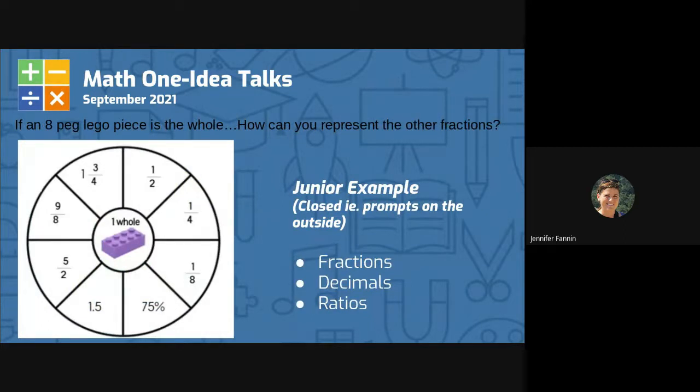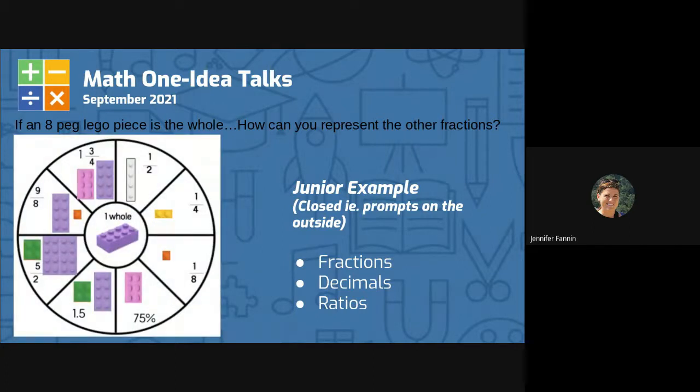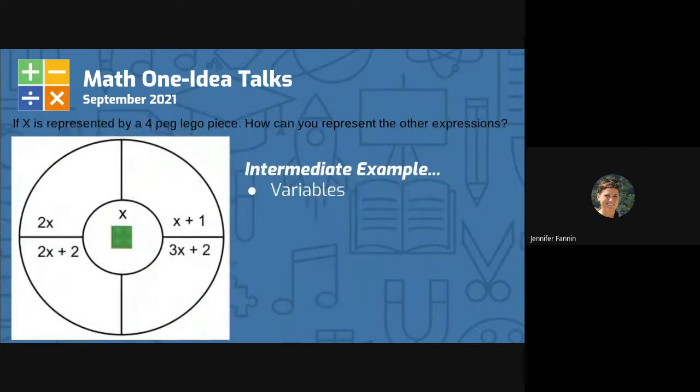I'm a big fan of Lego math, so here's a Lego math related example. So if an 8-peg Lego piece is a whole, how can you represent the other fraction? So this is more of a junior example, and it's more closed because, as you can see, there are provocations in the sections around. You can see it relates to fractions, decimals, percentages, right?